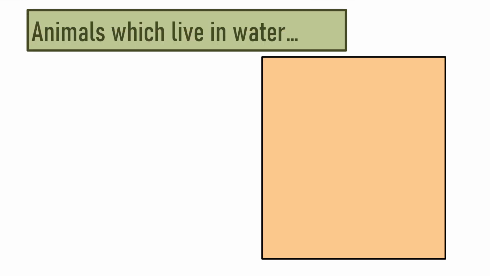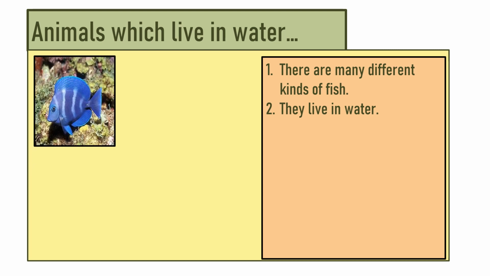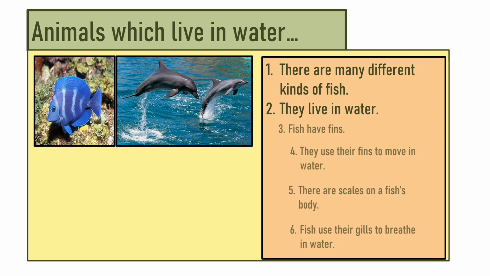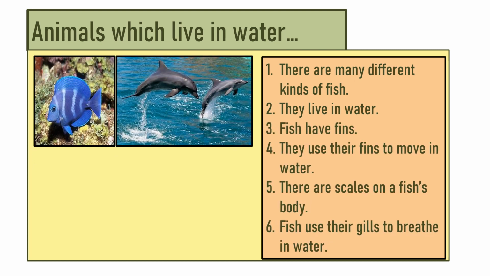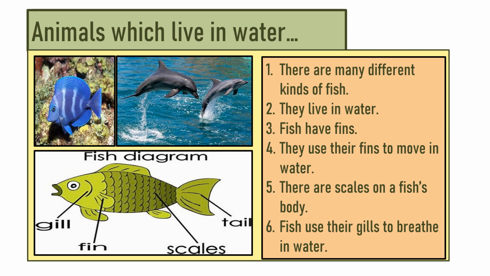The category to follow is animals which live in water. There are many different kinds of fish. They live in water. Fish have fins. They use their fins to move in water. There are scales on a fish's body. Fish use their gills to breathe in water.